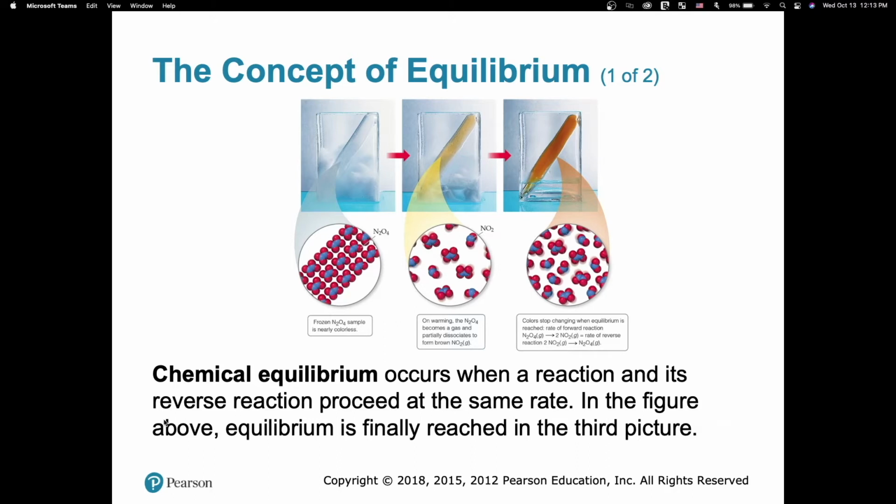But in reality, that's not true. In reality, this reaction will proceed until what we call the equilibrium point. And at the equilibrium point, you will have a mixture of both reactants and products. Here we have nitrogen dioxide and dinitrogen tetroxide all mixed together, right? And that's called the equilibrium point.